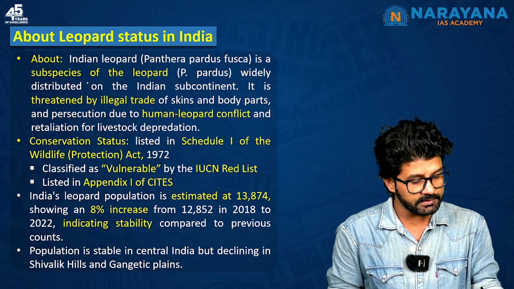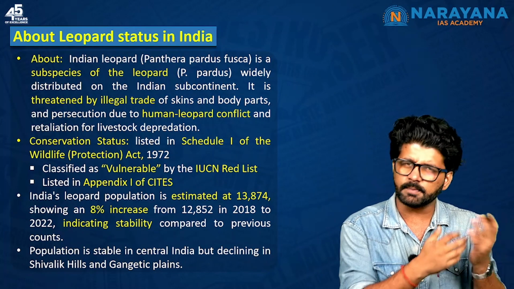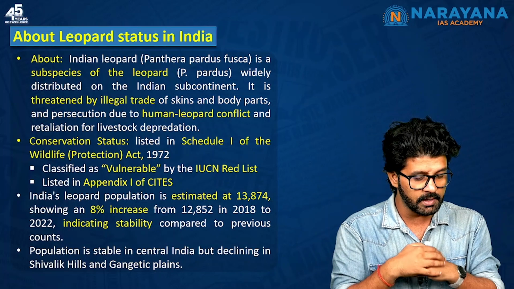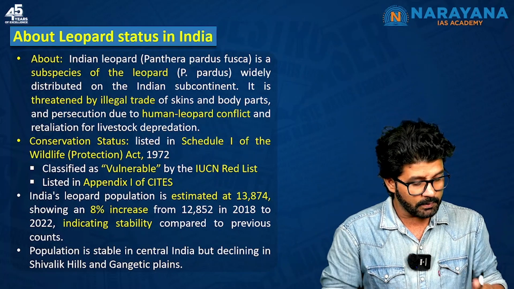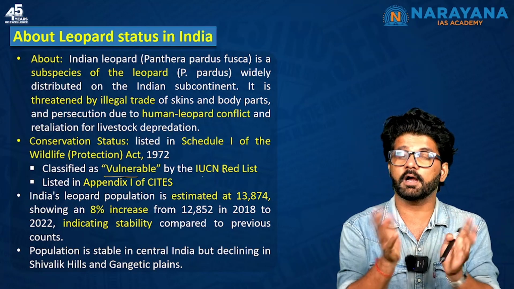So the Indian leopard is a subspecies of the leopard and is widely distributed on the Indian subcontinent. It is threatened by illegal trade, like most, like tigers and lions, all these animals are threatened by illegal trade. And what is the conservation status? Vulnerable. They are classified as vulnerable by the IUCN Red List.